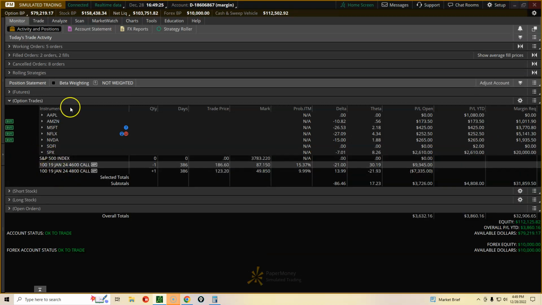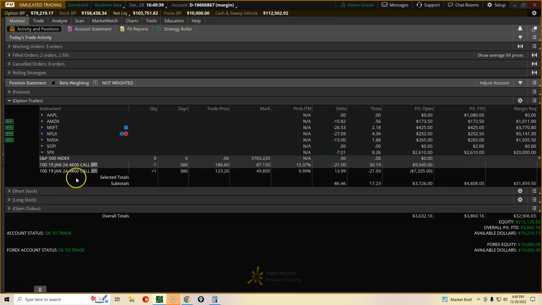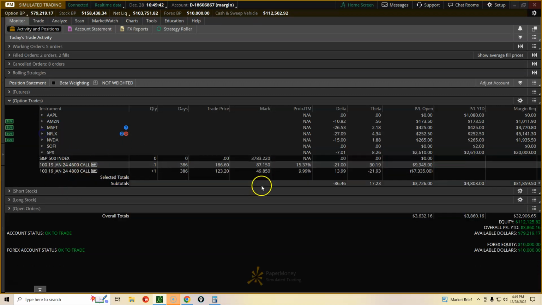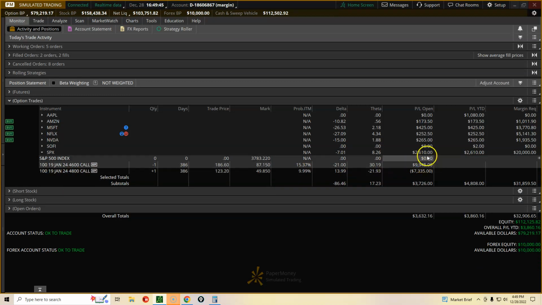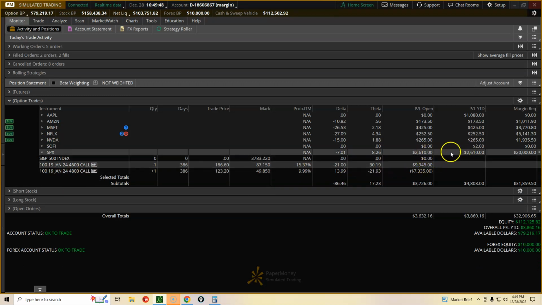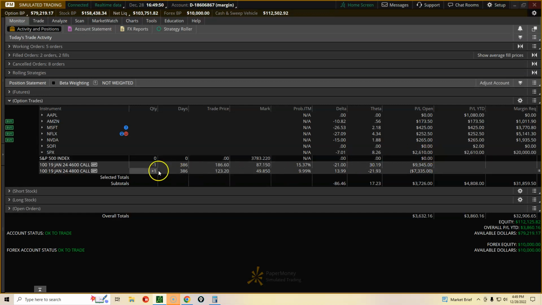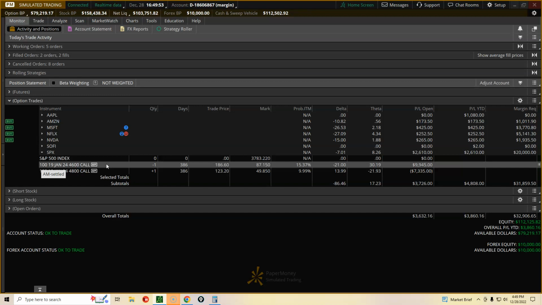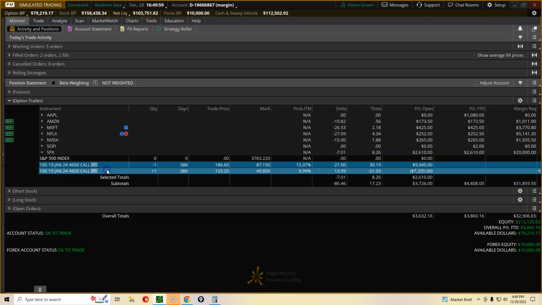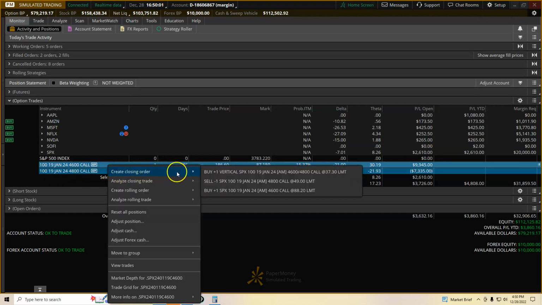SPX. Now this one is a little more complicated to close out because this is actually a spread versus one leg. There are two legs of this. Some people call these verticals, spreads, whatever. And right now this position is up by a little over 2,500. I'm going to hold down the control button and click that. Now I've got them both selected, and it's telling me this vertical.